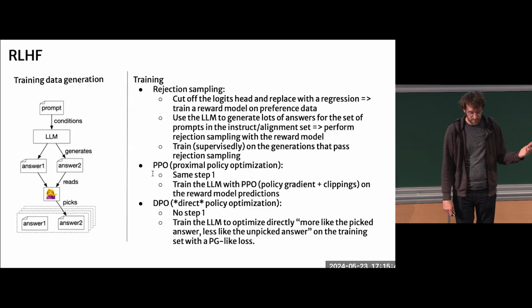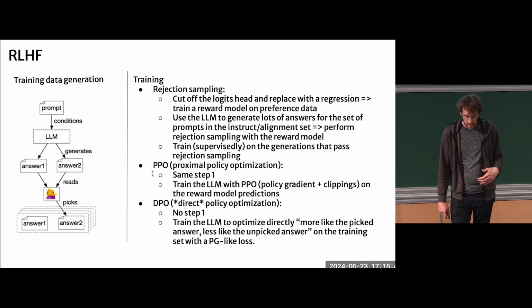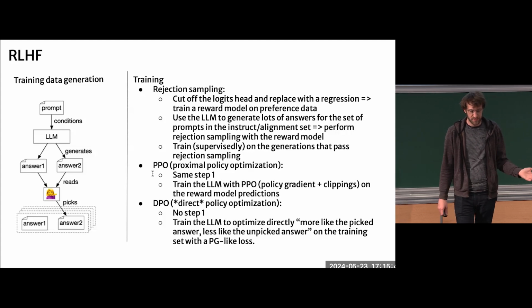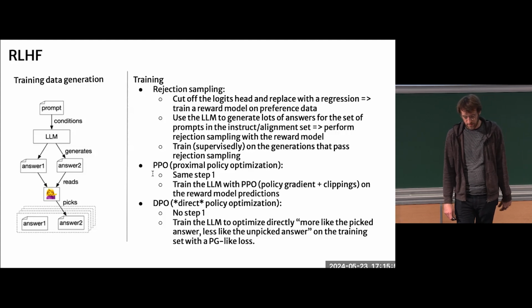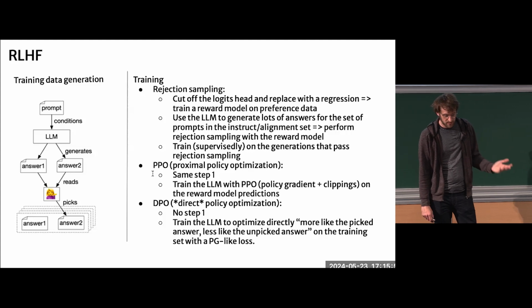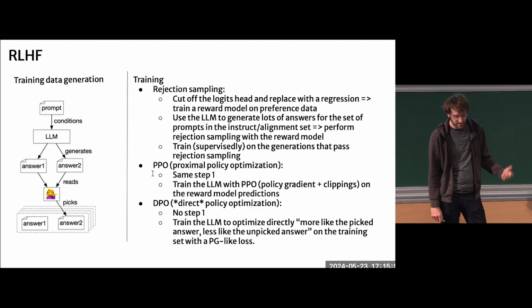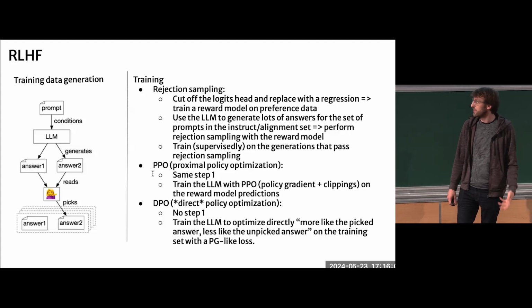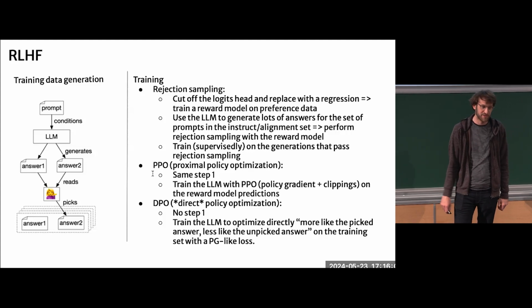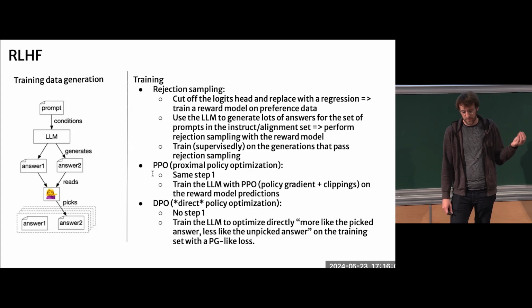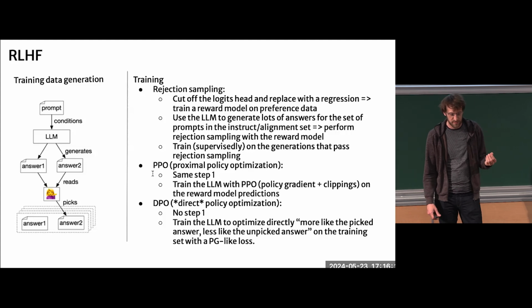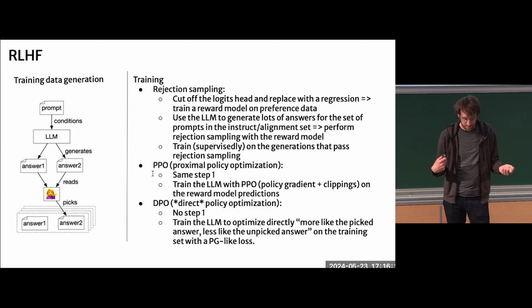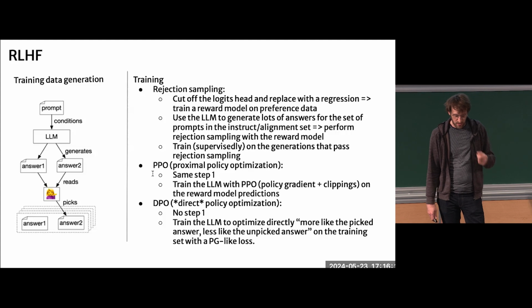The contribution of RLHF was also to say we can do that with PPO: instead of just doing rejection sampling, you can train the LLM directly with PPO instead of training it supervisedly on the rejections, which is a bit more data efficient. And then there was a big new paper after that, and a flurry of papers after that. One was DPO, which said, okay, you don't actually need the reward model. You can just use the differences between answer 1 and answer 2, whichever was picked, to train the model with policy gradient style losses.